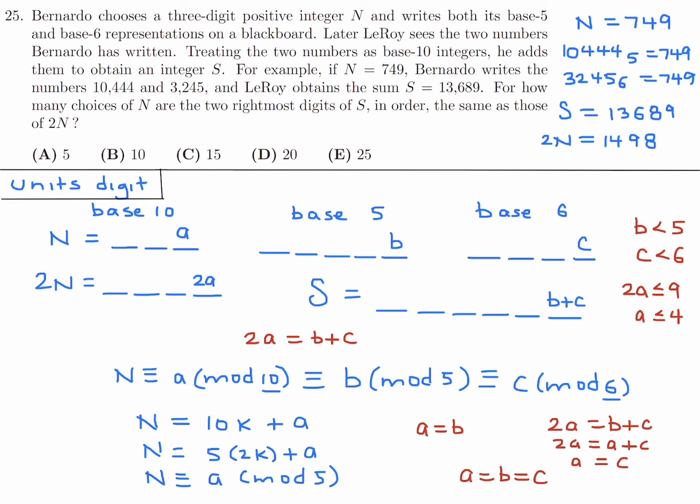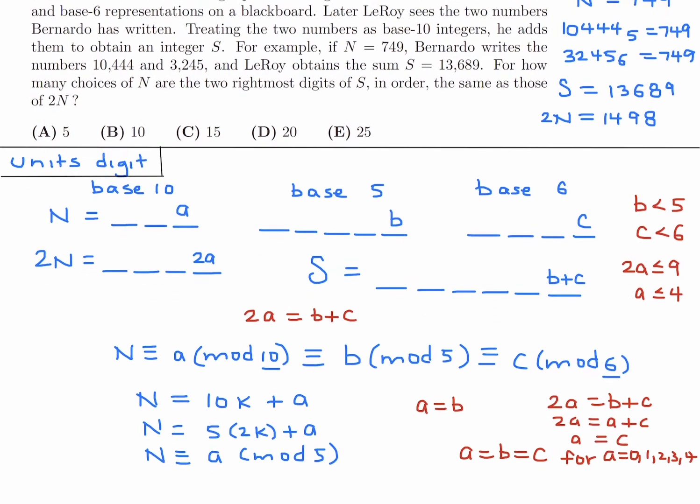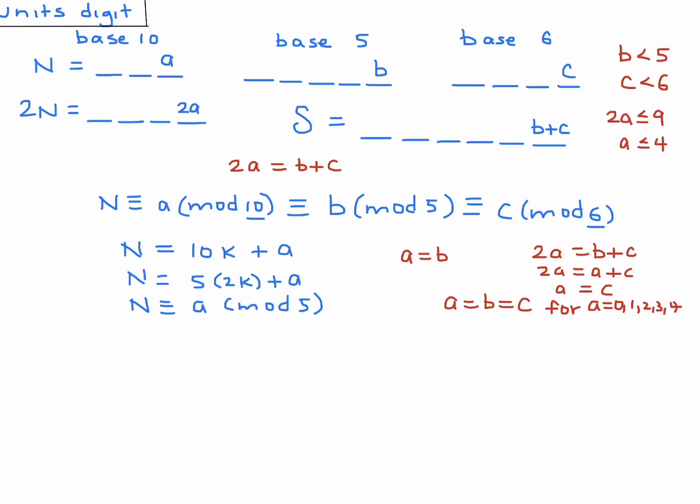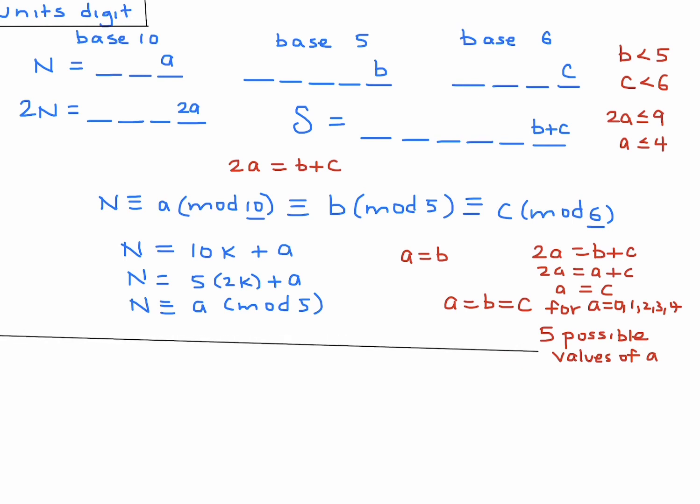But what are the numbers? Well, a has got to be less than or equal to 4. So this is true for a equal to 0, 1, 2, 3, and 4. So there's 5 possible values of a. So that gives me 5 scenarios. So we are complete with the first part, which is the units digit.